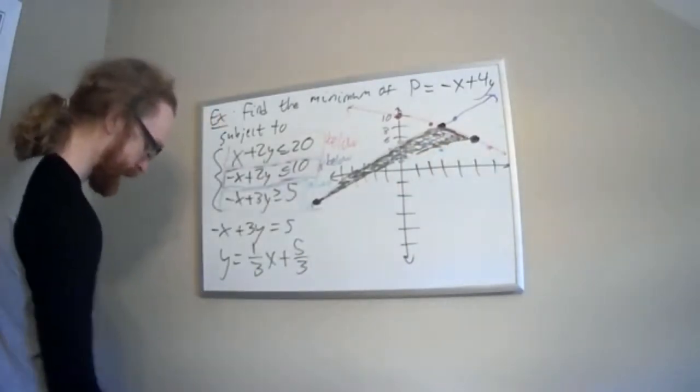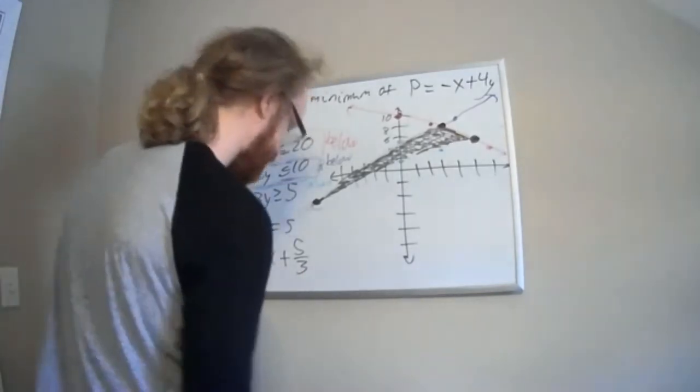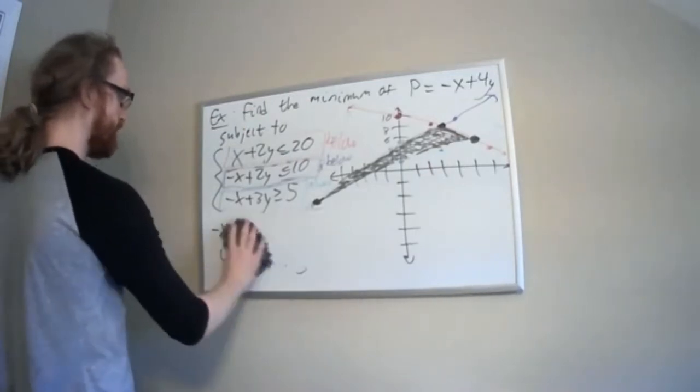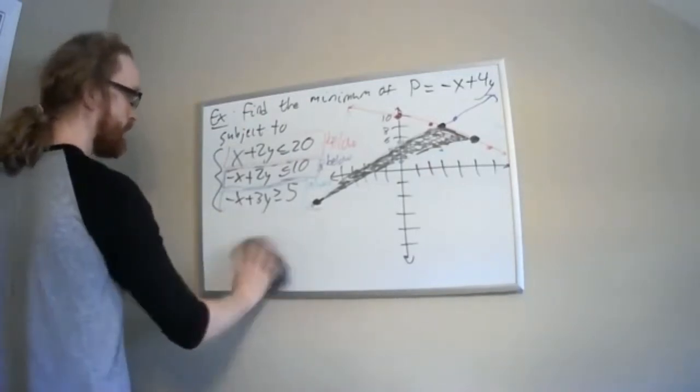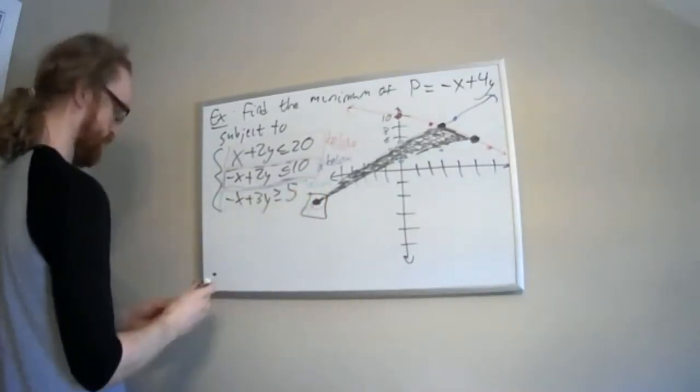Okay, so now I need to find the coordinates of those corner points. And to do that, again, I'm going to solve the systems of equations that go with these. So we'll do this one first.